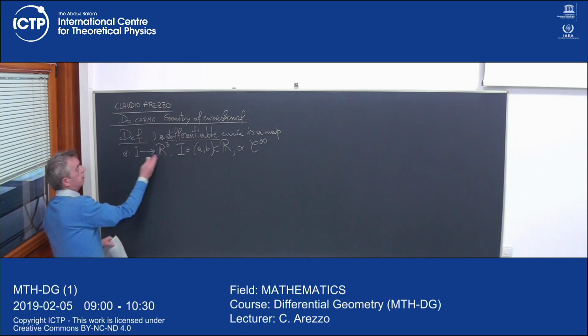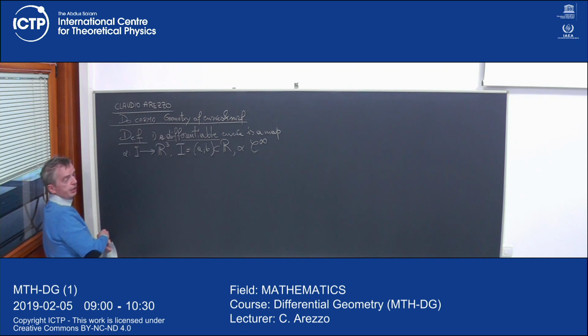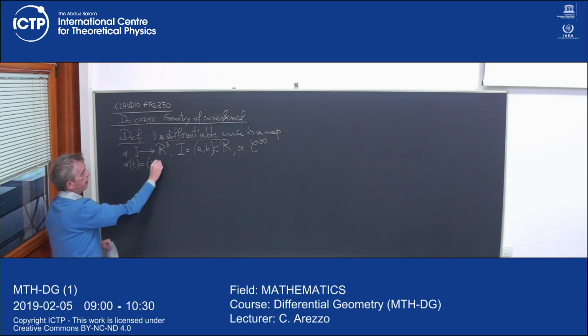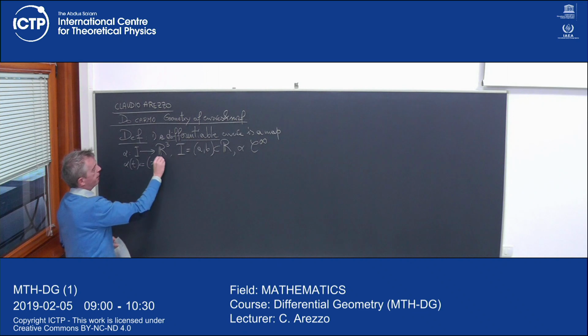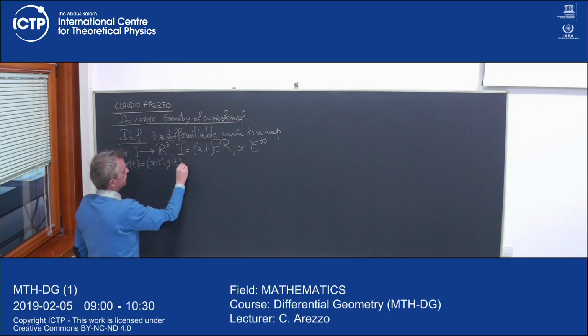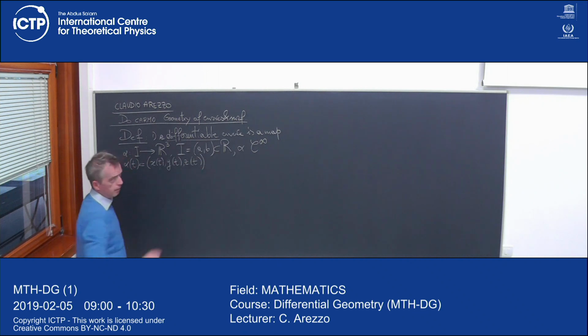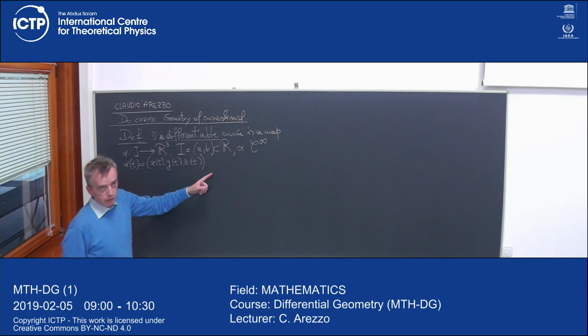Just to fix notation, what does it mean that it's differentiable? This is a map from an interval to R3, so you can take the calculus book. I'll try to call very often the parameter on the real line t. So alpha of t will be a vector in R3, so a triple of three functions. And smooth, of course, means that each of them is smooth.